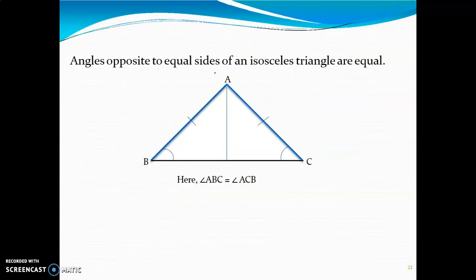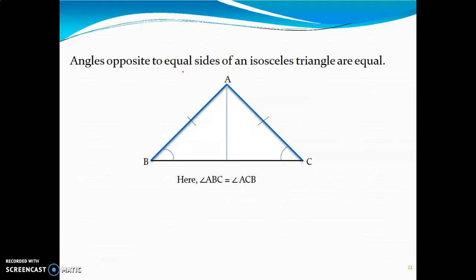Angles opposite to equal sides of an isosceles triangle are equal. This theorem and this result you should remember; we'll be using it in the exercise. Angles opposite to equal sides. So what are the equal sides here? AB and AC. So these angles, angle ABC and angle ACB, will be equal. That is what the theorem says.